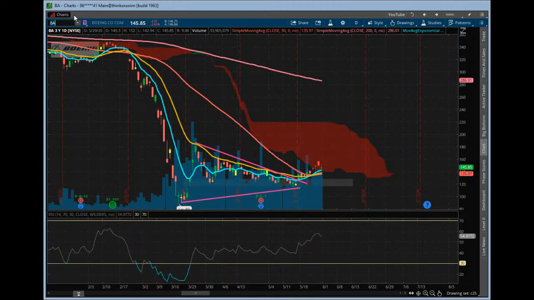So Boeing, great move the other day. It started to break out. It had this Dragonfly Doji here, gave a great gap up on Thursday, and then it just gave it all back, right? And they get some follow through to the downside. Now we're at a spinning top right here.